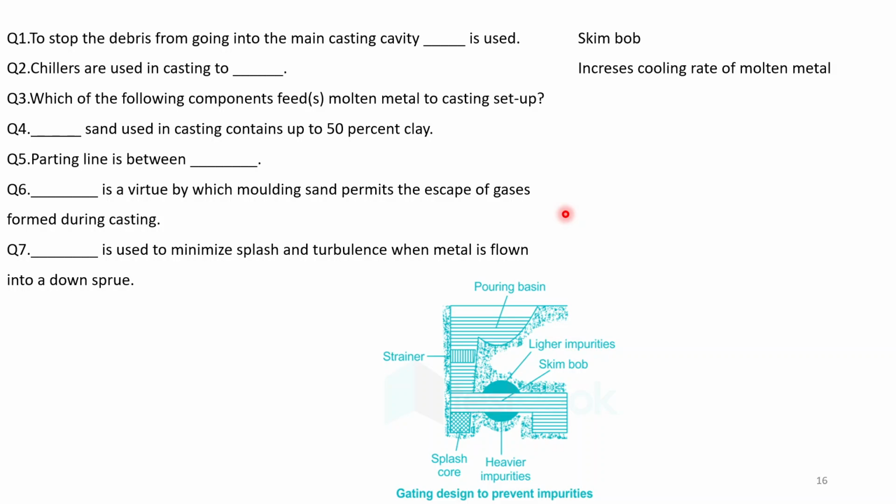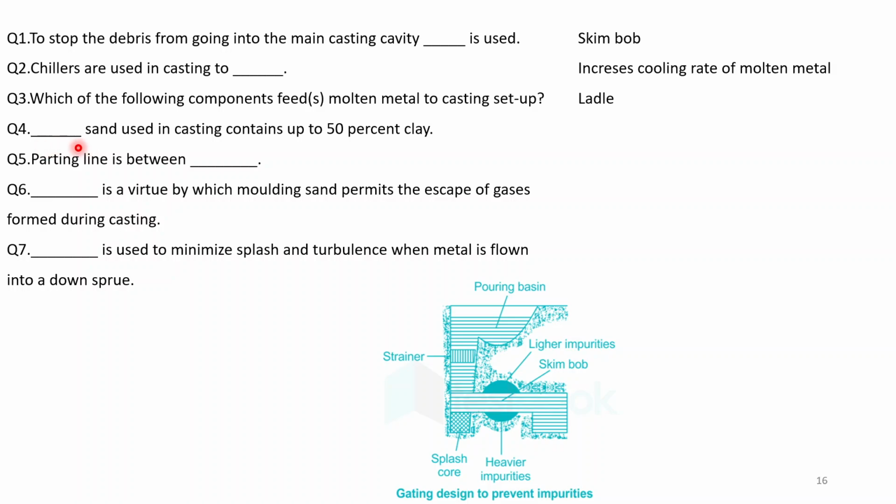Next question is, which of the following components feed the molten metal to the casting setup? So answer will be riser. No, it will be ladle. So from the ladle you will be feeding molten metal to the cavity. After shrinkage, if it was defined, then it would have been a riser.